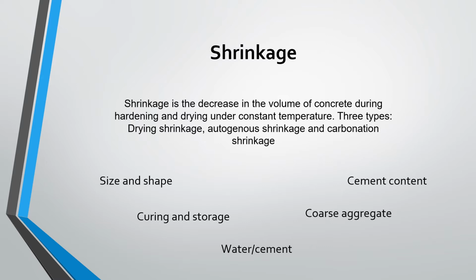autogenous shrinkage. This is the self-created bulk strain of cement paste, mortar, or concrete during hardening at constant temperature, and may result in formation of cracks that impair strength and durability. And in the next techniques, the purpose is to avoid this shrinkage, this autogenous shrinkage.